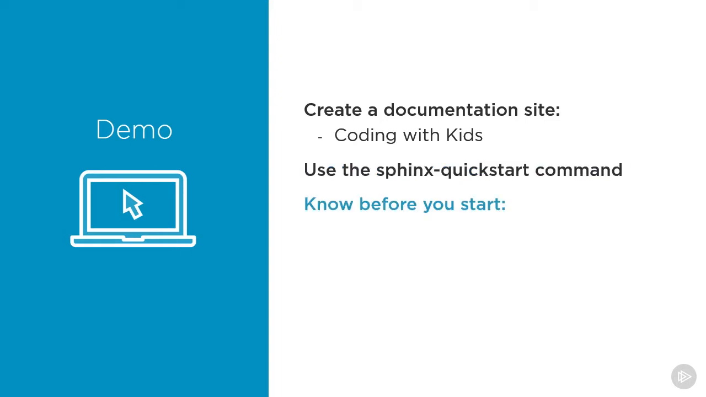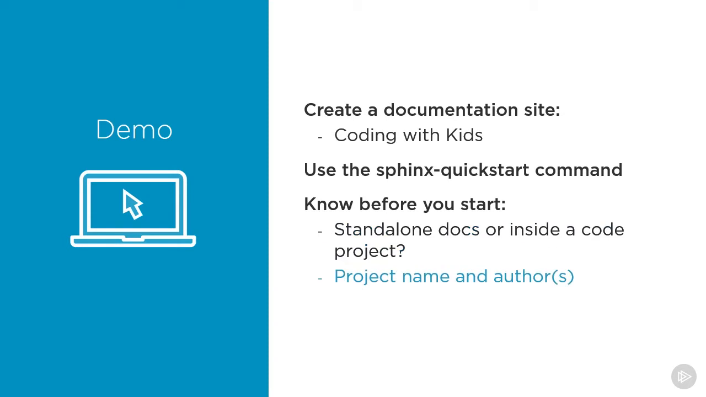The Sphinx Quick Start command is what we'll use to create the project, and we want to have considered two things before we run the command: where we should put our docs, inside a code project folder or on its own, and the project name and author name, which appear in the built docs. Armed with that information, we jump in.